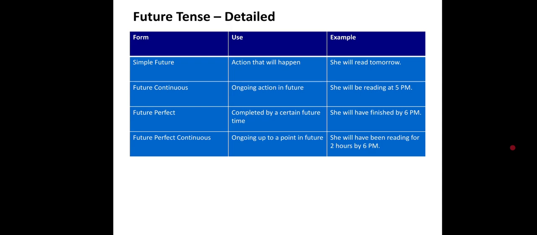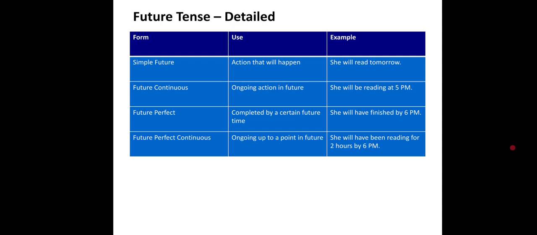Okay, next we have future tense, and it also has four forms: simple future, future continuous, future perfect, and future perfect continuous. In simple future, we use it where the action will happen. For example, she will read tomorrow. In future continuous tense, we use it where the action will be ongoing in the future. For example, she will be reading at 5 p.m. Next, we have future perfect tense. We use it where the action will be completed by a certain time. For example, she will have finished by 6 p.m.